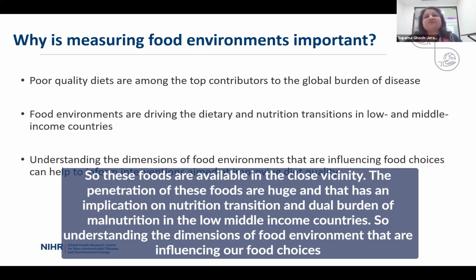So understanding the dimensions of food environment that are influencing our food choices can help us inform interventions and policies, and monitor our food environment, and thereby aim at improving diet quality. So what we did as a part of a grant which was awarded to Shona Downs by Imana, and we in India and people from Cambodia were a part of this grant, wherein we tried to develop a complete toolbox of food environment assessment tools which would enable us to measure the natural and the built food environment.